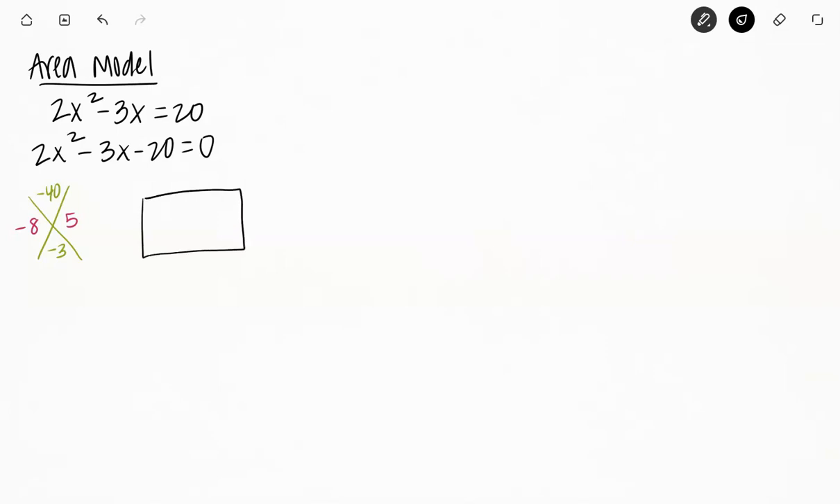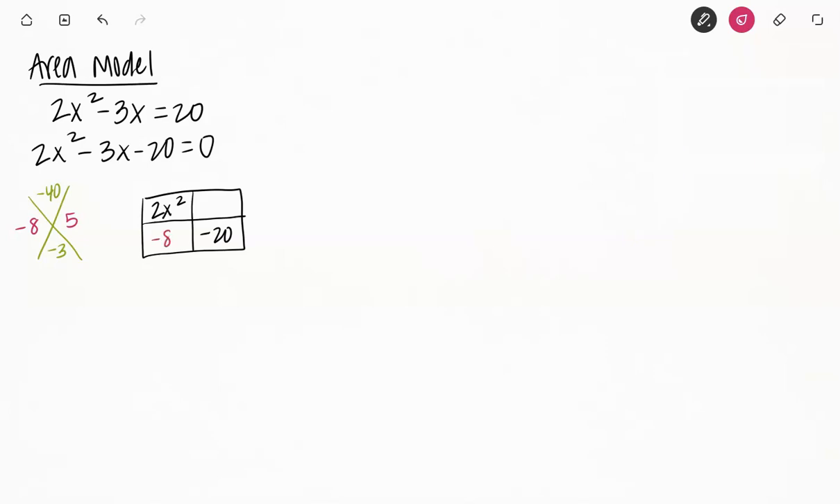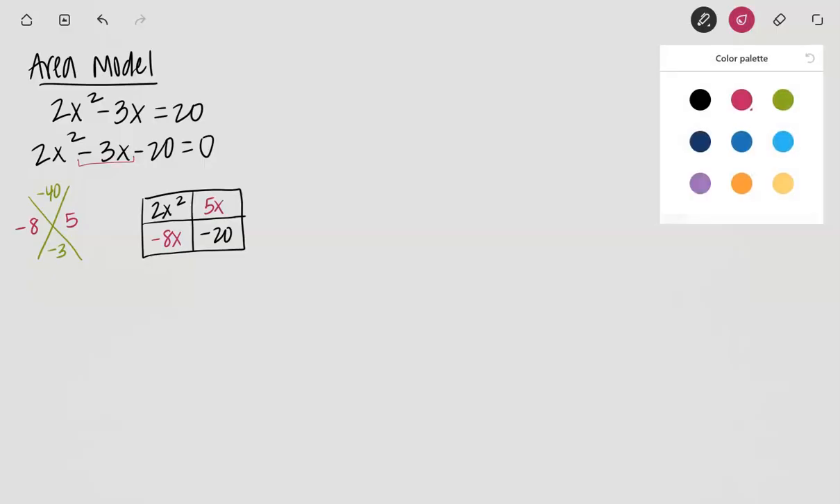So continuing on with the area model, remember, we cannot just go straight with the negative 8 and the 5 because our A value is greater than 1. Our A value is 2. So here we're going to plug in the 2x squared. We're also going to plug in the negative 20. And then here is our negative 8x and our 5x. If we were to combine those, it would give us the negative 3x from our B value.